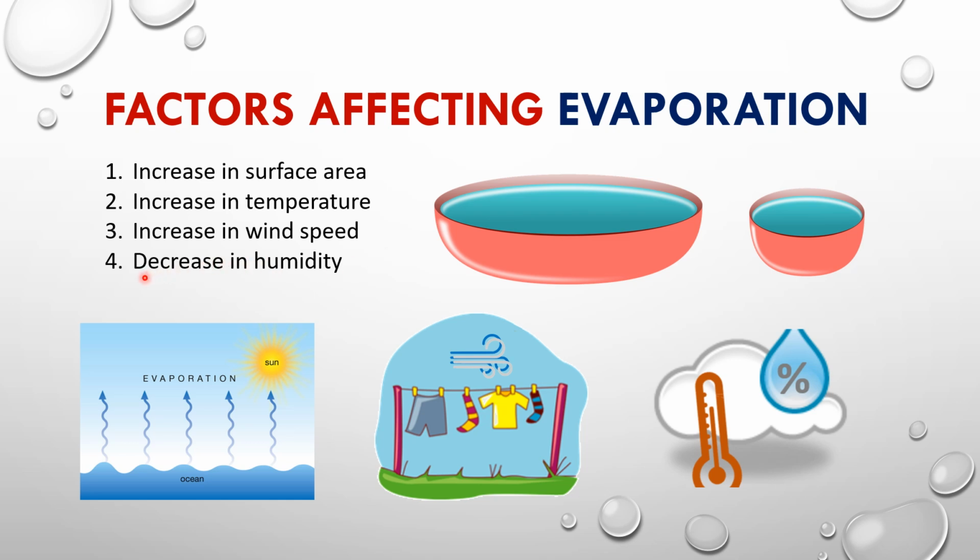And fourth point, decrease in humidity. What does humidity mean? Humidity is the amount of water vapor present in air. So humidity is more means water vapor or water content is more in our atmosphere. Humidity is less means water content is less in our atmosphere. So if humidity is less, or decrease in humidity, evaporation rate is more.